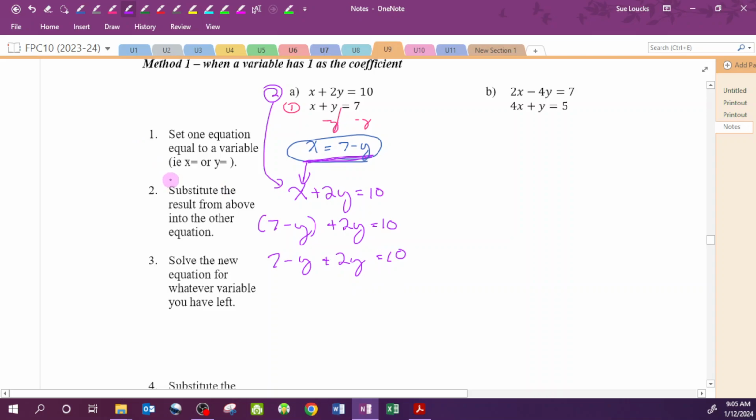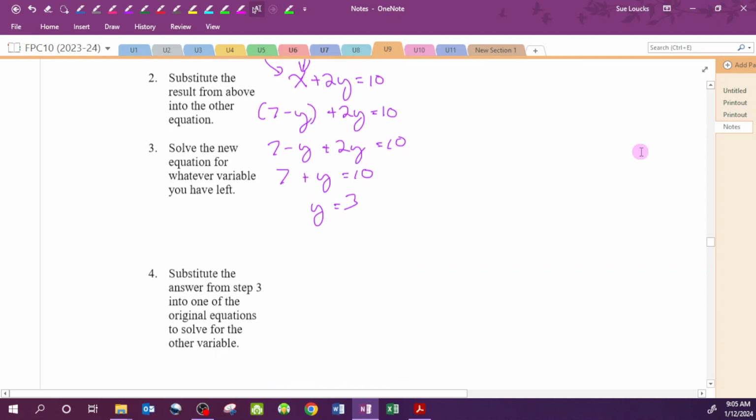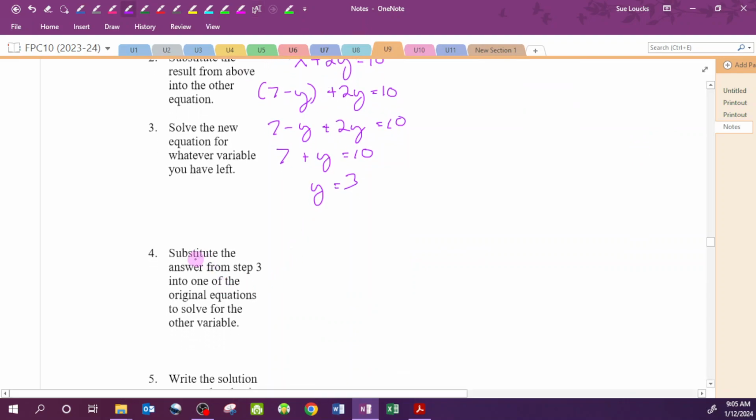Now I'm on to step 3, where I'm going to actually solve this equation for y. So I've got 7 minus y plus 2y is plus y equals 10, and then I get y equals 3. So that's one of my values, y equals 3. And then step 4, I take this y equals 3 and I substitute it into one of the original equations.